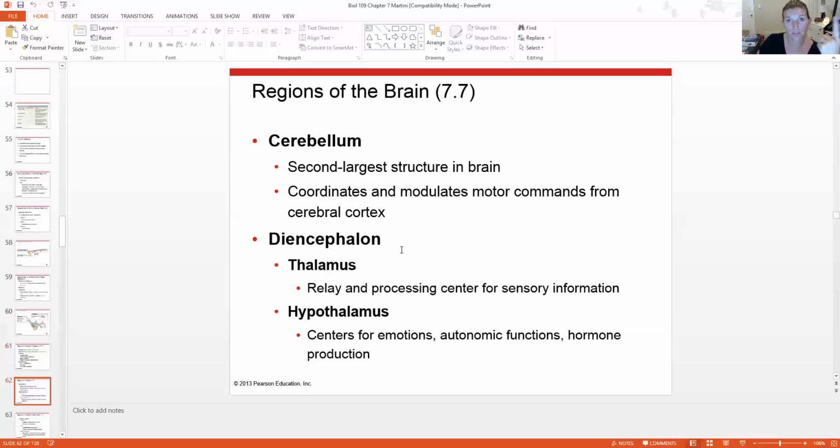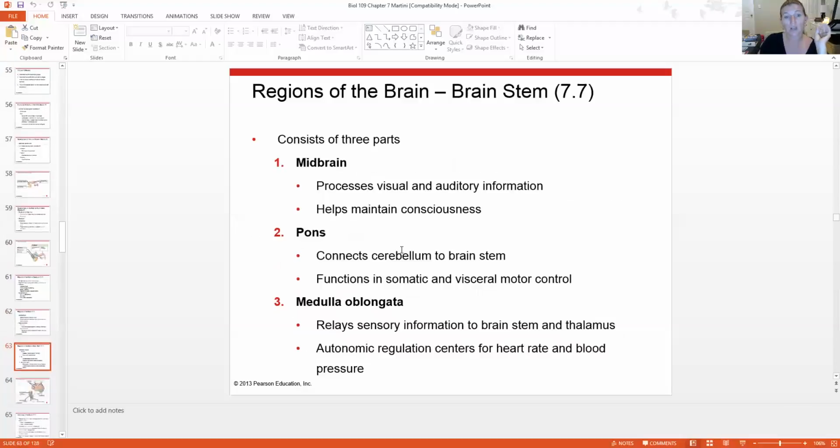This is where your thalamus is. Your thalamus is relaying your sensory information. And then your hypothalamus, which is all of your hormone control. There's also the midbrain, pons, and medulla that make up the brain stem. So the midbrain is visual and auditory information. This also helps maintain consciousness. So this is helping your sleep-wake cycles.